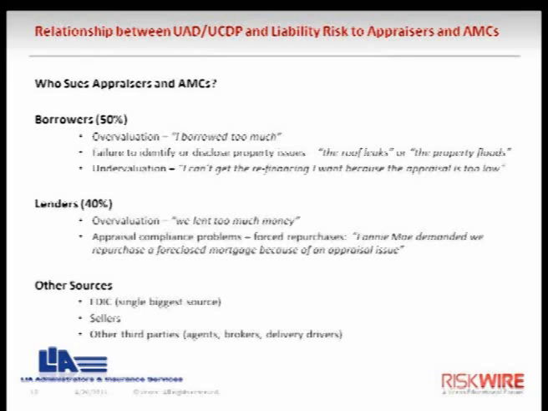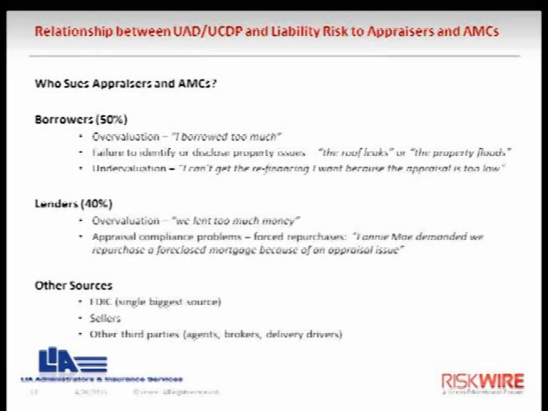And the main issue here are forced repurchases from the GSEs, forced repurchases of mortgage loans in default, I should say, from the GSEs and from other mortgage investors. And so the claim basically here would be from a lender who's been forced to repurchase a mortgage, would be Fannie Mae demanded that we repurchase a foreclosed mortgage because of an appraisal issue. This last one here is a key to the issues that we're talking about today and really has the most direct relationship to UAD and UCDP, although all the other types of claims you see here from borrowers and lenders do have a relationship.